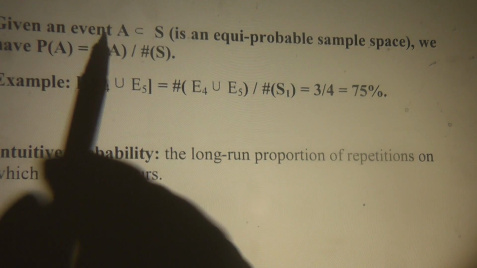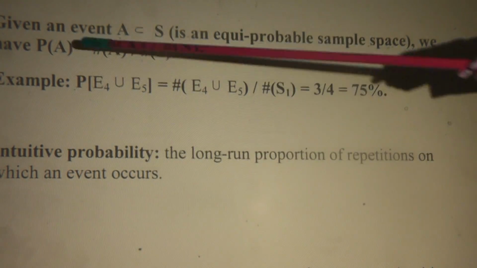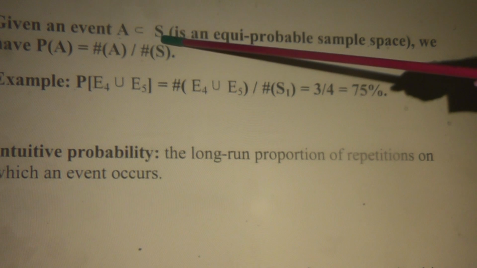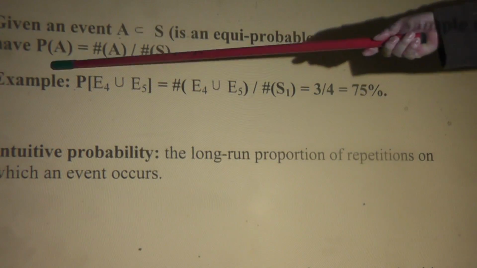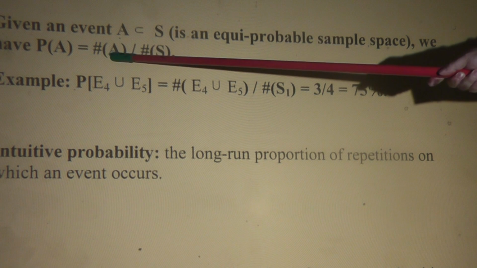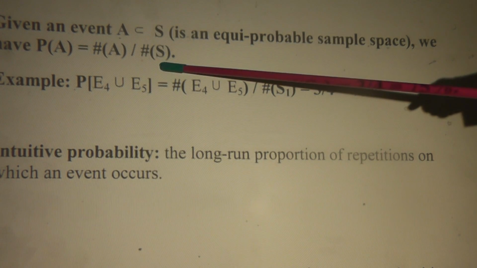Given an event A in an equiprobable sample space, we have a very nice formula. The probability of that event is the number of outcomes in that event divided by the number of outcomes in the corresponding sample space.